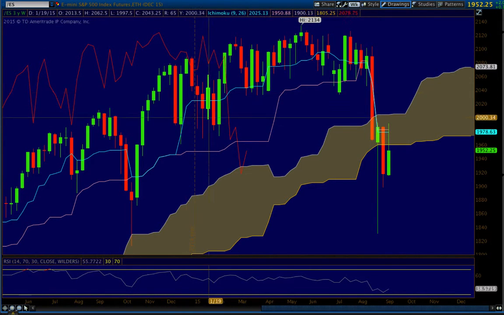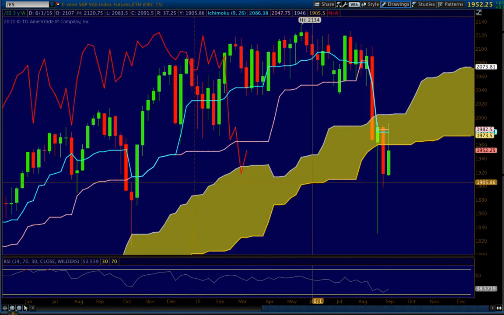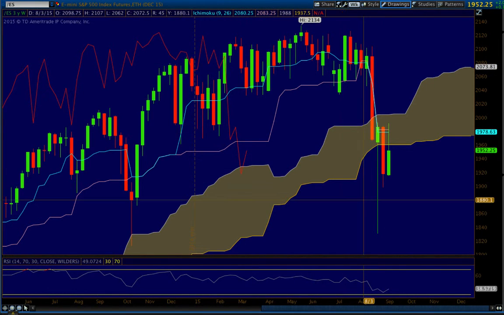We do have a rising cloud, so that's bullish, but unless we get back over the cloud, things are still bearish in Ichimoku terms on the ES weekly time frame. Let's go to crude.